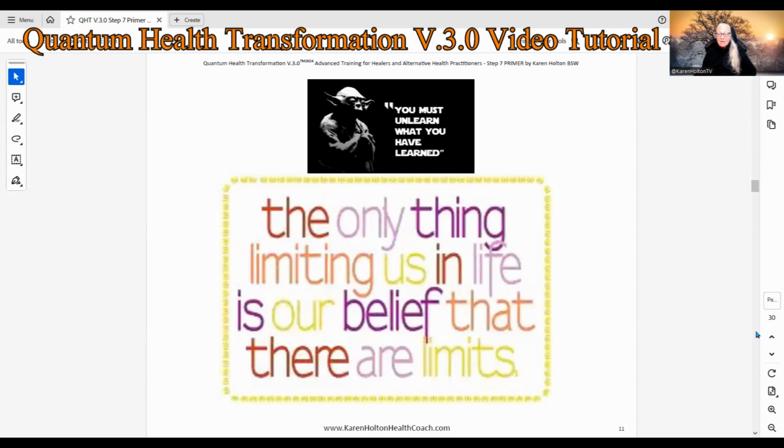And there's two images on this page. One says, "You must unlearn what you have learned." And the other one says, "The only thing limiting us in life is our belief that there are limits."